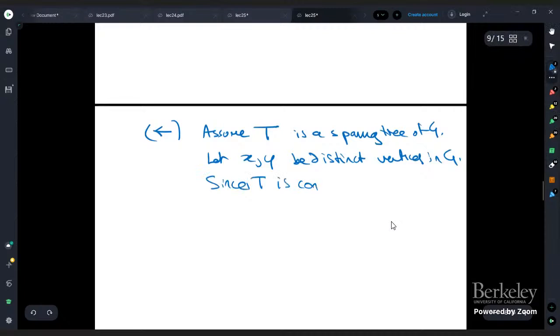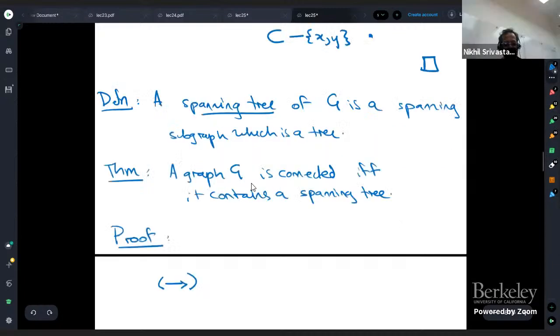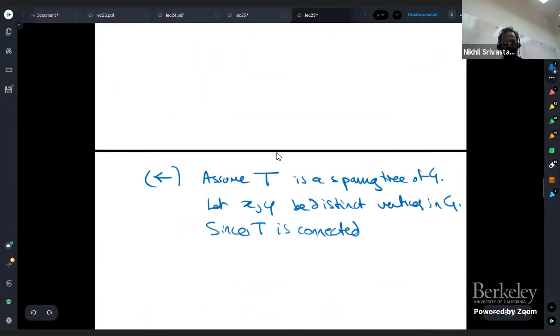May I see the theorem again? Yeah, so the theorem says that a graph is connected if and only if it contains a spanning tree. And so what Ben pointed out is the backward direction of the theorem. So if a graph has a spanning tree, then it's connected. So we're proving that. Assume G has a spanning tree. Let X and Y be distinct vertices in G. Since T is connected, there is a path pi from X to Y in T.